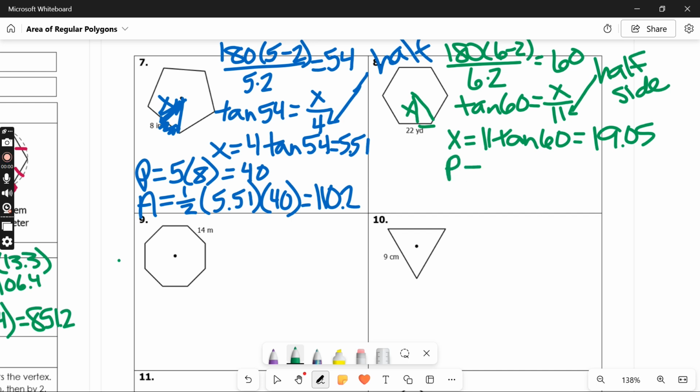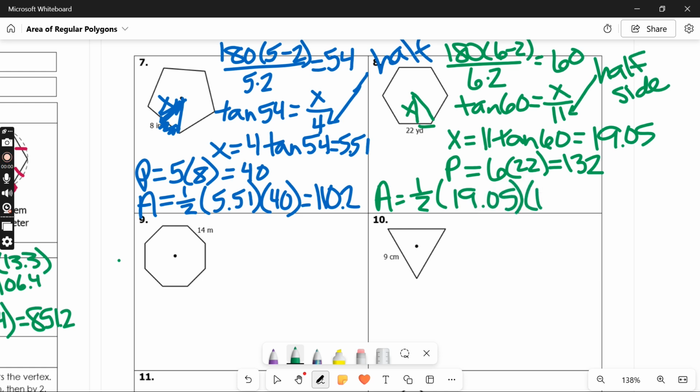Then I'm going to find my perimeter. I'm going to do 6 times 22, which is 132. And then I'm going to fill in my formula. A equals 1/2 times my apothem, which is 19.05, times my perimeter, which is 132. When I type that all in, I get 1,257.3.